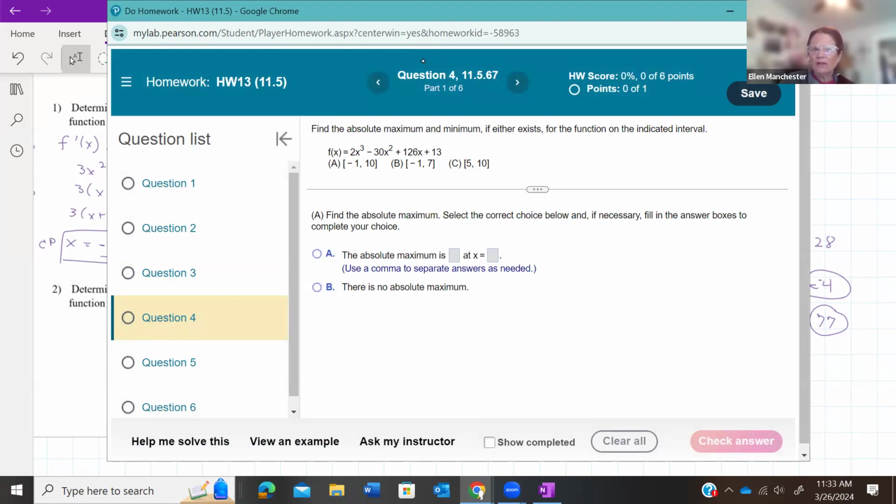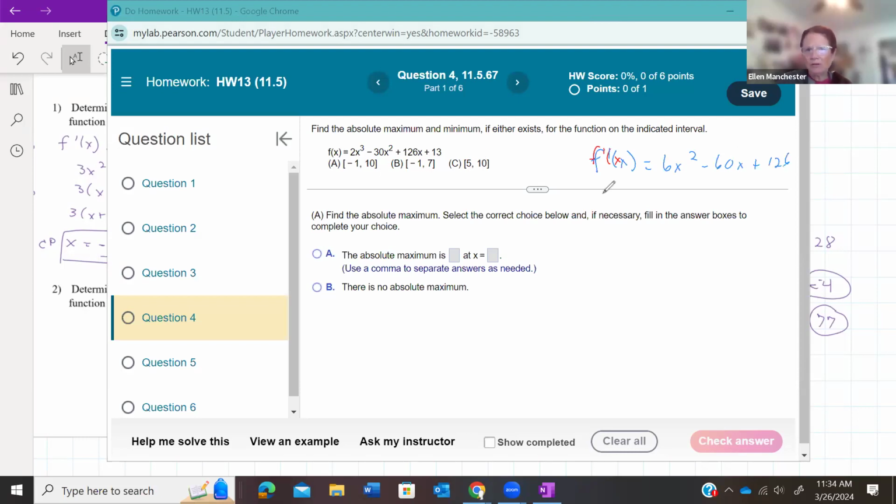The good news is that with this one, you only have to find the critical points once. So you're going to use the same critical points, just different endpoints when you're evaluating. Okay, so let me give you an example on this, just so that you can see it. So if I'm doing A, first thing I'm going to do is find my derivative. So I get 6x squared minus 60x plus 126.